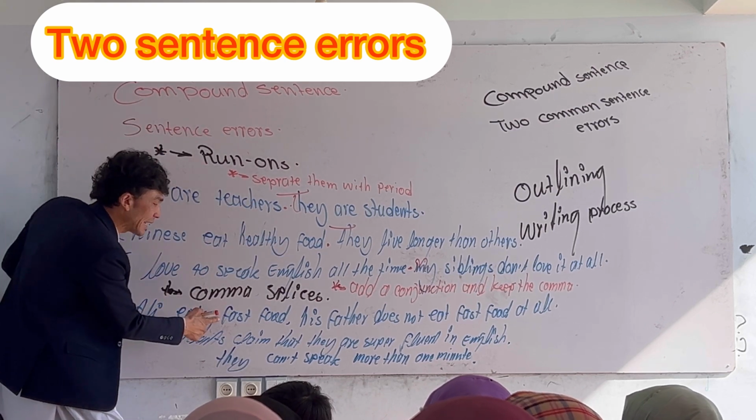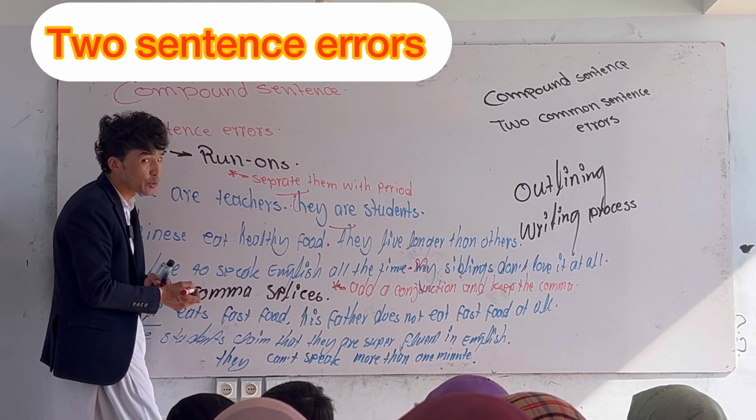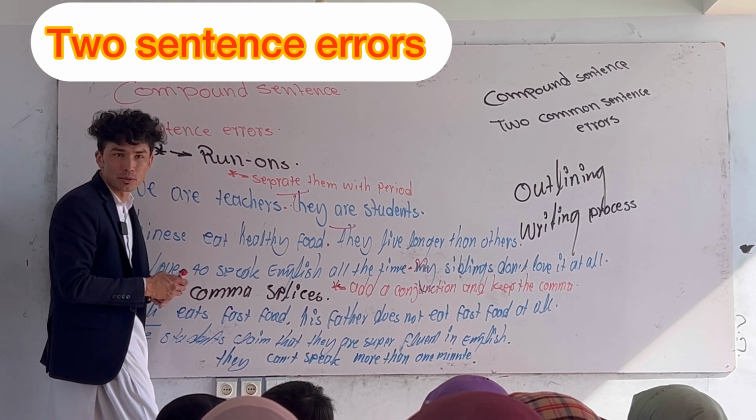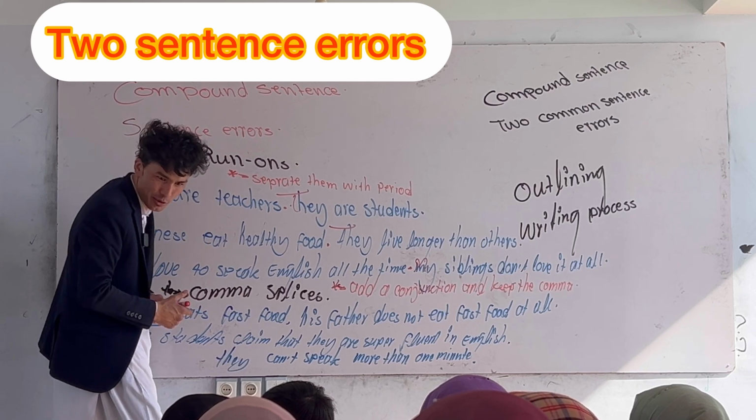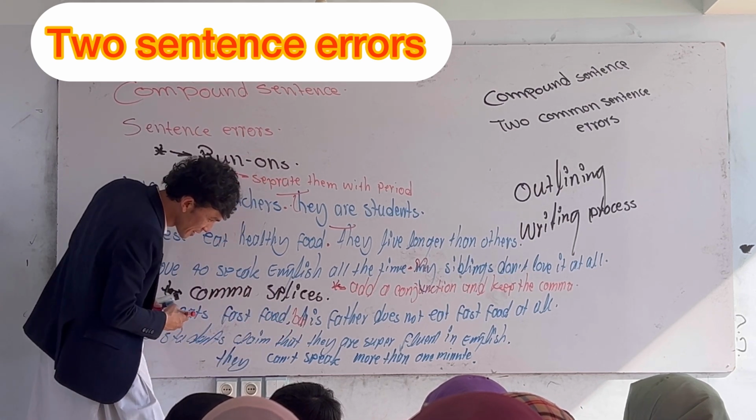For example, Ali eats fast food. His father does not eat fast food at all. And we do require to add a conjunction. What conjunction do you think? But. How do you know this? Are you a mind reader?